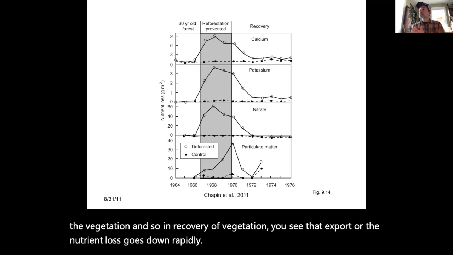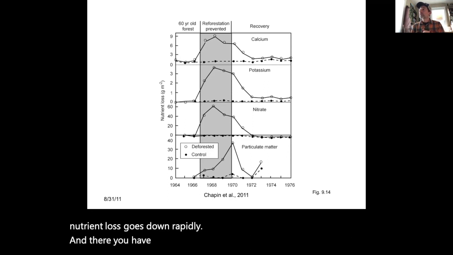And there you have it. It's what a forest does for you. Okay, that's it.